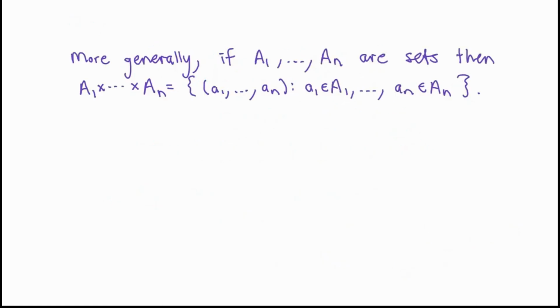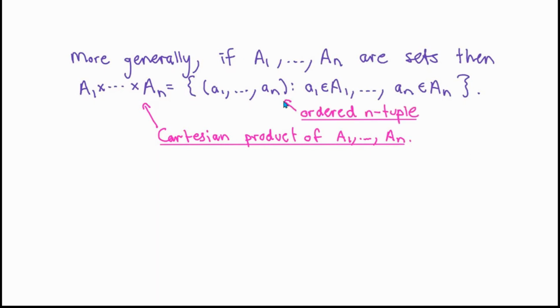It's pretty straightforward to extend this definition to define the Cartesian product of a finite collection of sets. If A_1 out to A_n are sets, then the Cartesian product of A_1 to A_n is defined to be the collection of all ordered n-tuples (a_1, ..., a_n), where each of the little a_i's comes from the corresponding set A_i. There's also a way of defining the Cartesian product of an arbitrary collection of sets, in other words, even an infinite collection of sets, and we'll talk about that in the next video about functions.